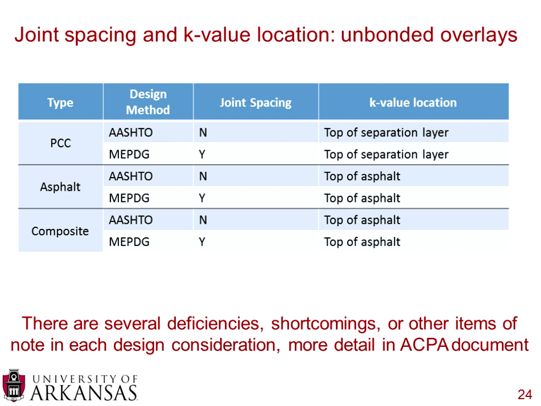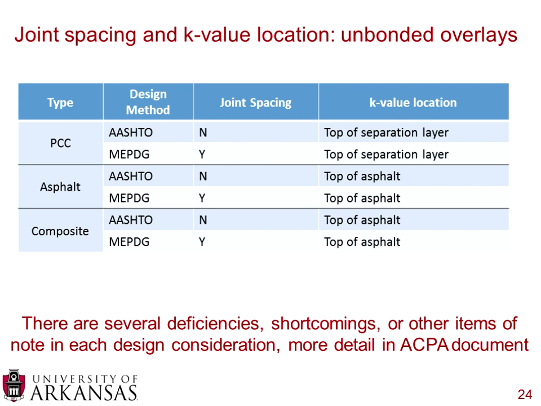And for unbonded overlays, it becomes a little simpler. You're only looking at the AASHTO and the MEPDG. And you can see here for unbonded overlays, AASHTO doesn't provide any sort of joint spacing for all three types, but MEPDG does. And then the K value location is the top of the separation layer.